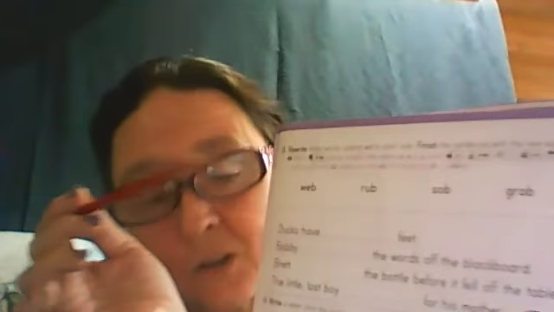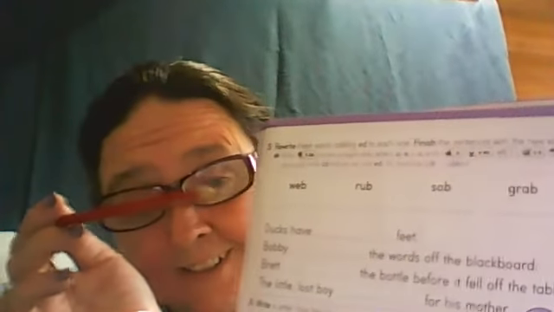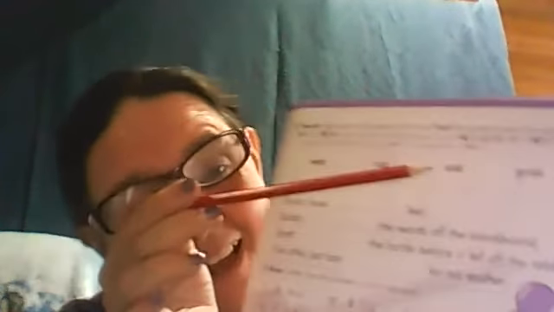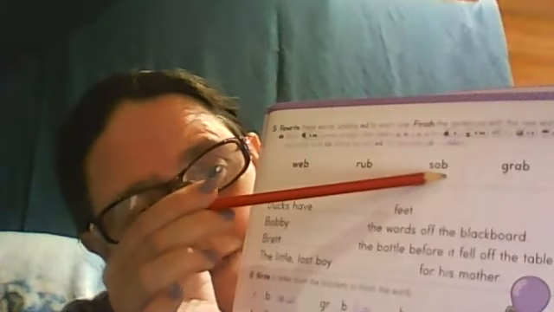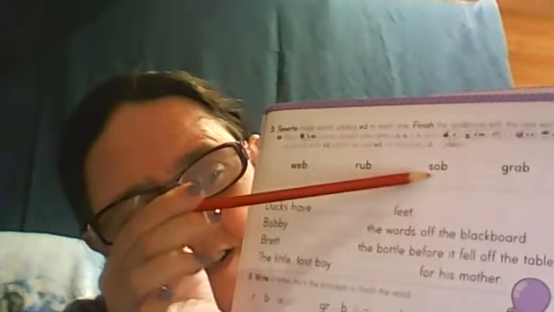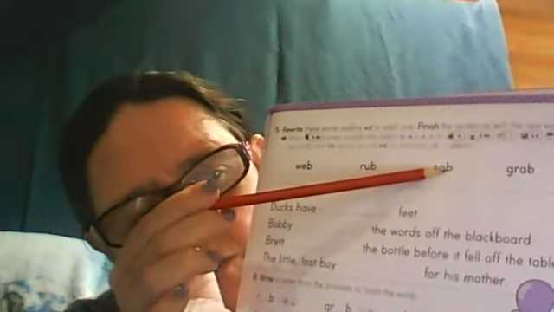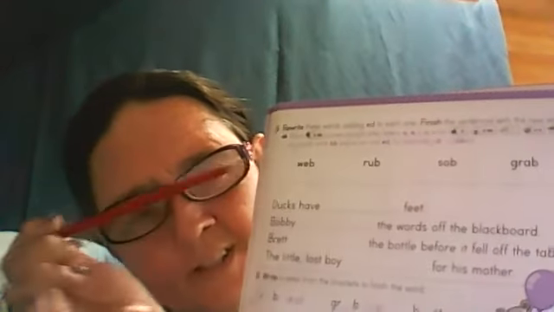I'm sorry, I read this one as sad. It doesn't say sad at all. I'm reading it back to front. That's why I got it wrong. It's hard to read back to front. This word is sob. S-O-B. Sob.